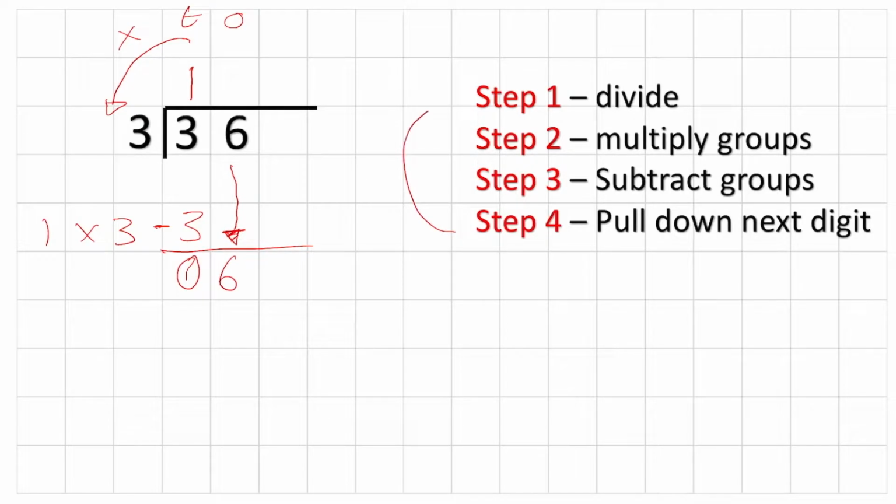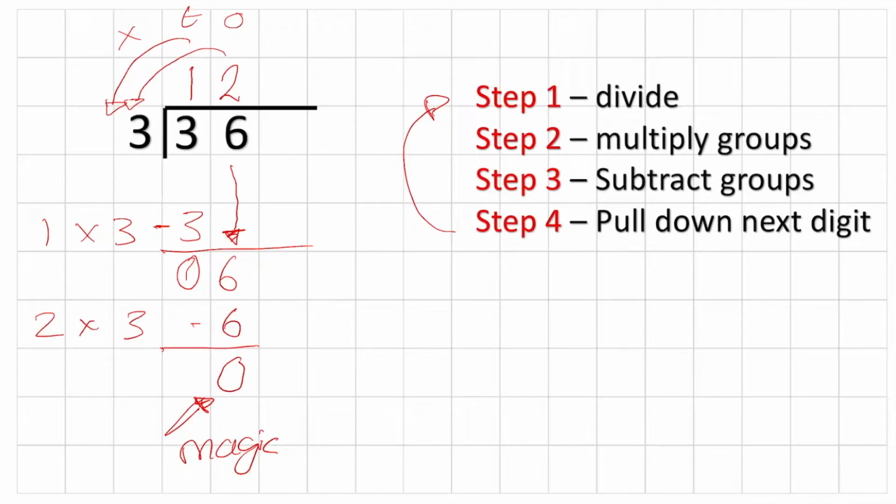Now I can go back and do step 1 again, divide. So how many 3's are there in 6? Well, there are 2 3's in 6. Okay, but I'm not quite finished. I need to do step 2, which is to find out how many groups I've just taken away. So 2 times 3, take that away, leaves me with 0. And this is what we call the magic 0, because this is what we want to get down to at the end of this kind of question, because that shows us that we've finished this question and that we have our final answer. So 36 divided by 3 equals 12.